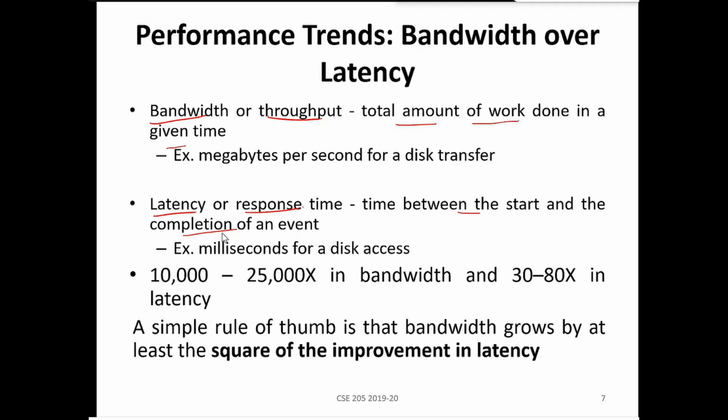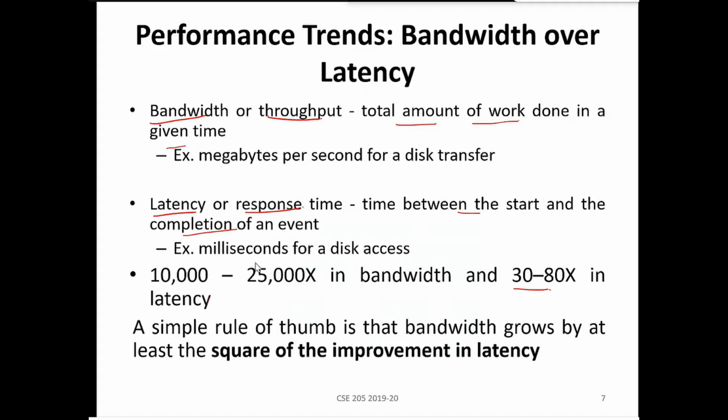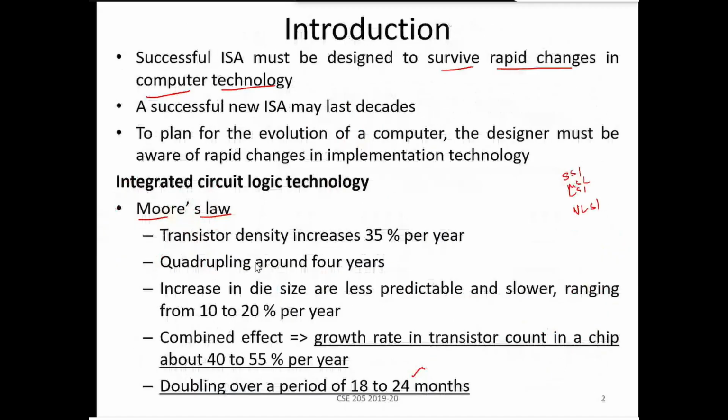In general, they have given a graph showing the improvement. The throughput has increased from 10,000 to 25,000, but the latency shows an improvement of only about 3280. See here, it is shown in the graph. This is the latency improvement over a period. But when you go with the bandwidth improvement, bandwidth is the amount of work done in a given time, and that is increasing much more compared to the response time. So this is with respect to trends in technology.